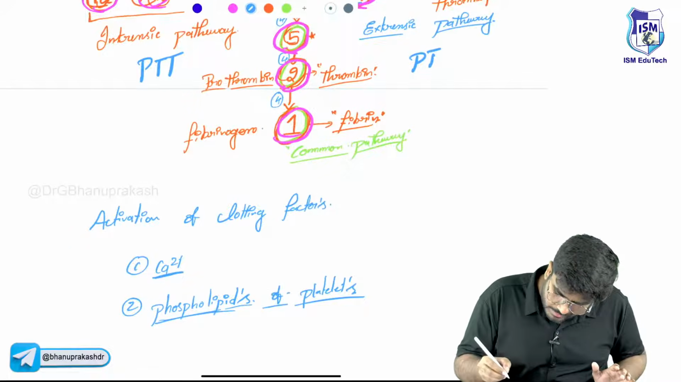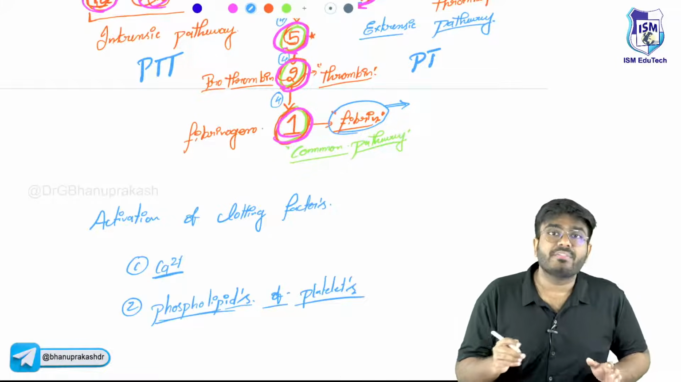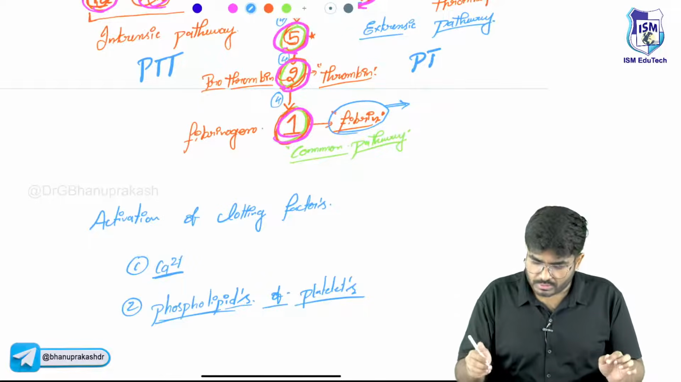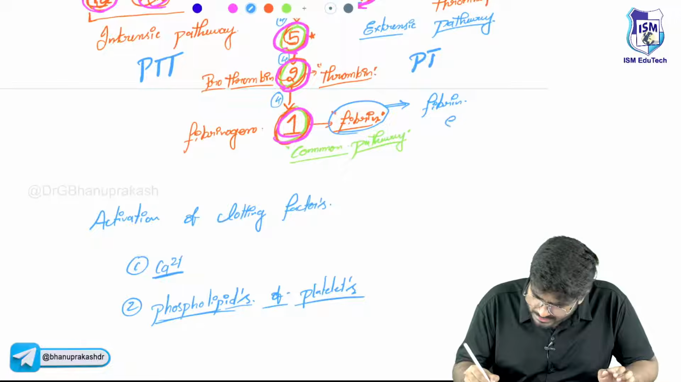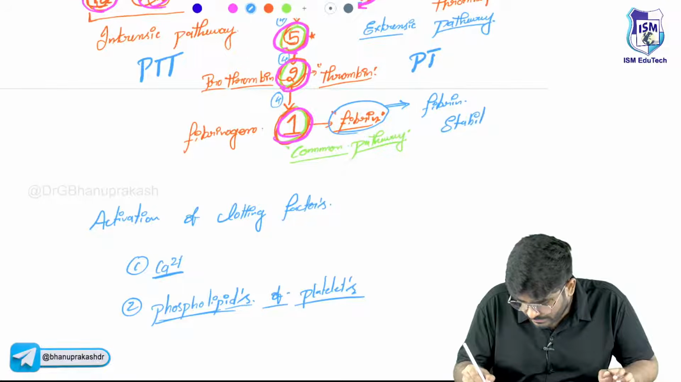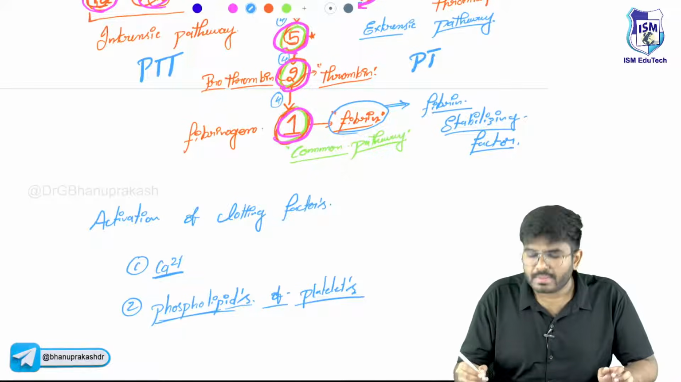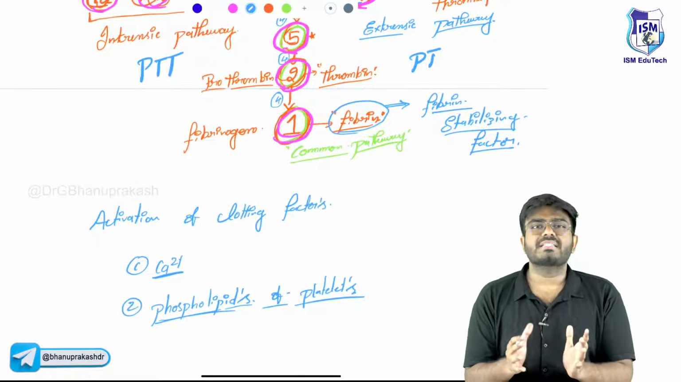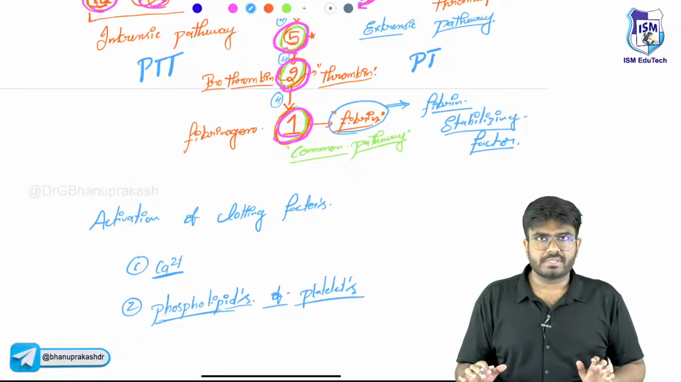Let me put it here. Once you have fibrin, you need to cross-link the fibrin and stabilize it. That is the fibrin stabilizing factor. It cross-links the fibrin, so it makes the clot stronger. It's a stabilizing factor, the fibrin stabilizing factor. So clotting is completed.